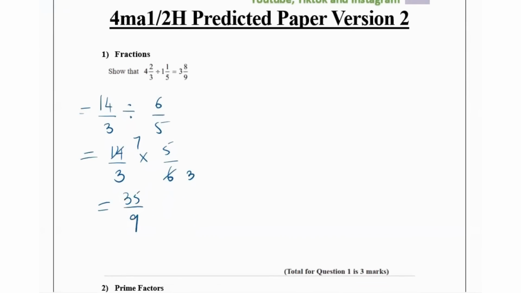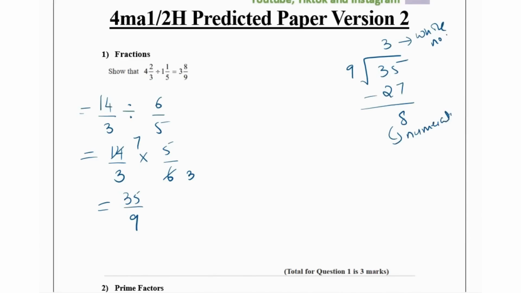That gives 35 over 9. And when you divide 35 by 9, 9 threes are 27, and 35 minus 27 is 8. So this is your whole number, this is your numerator, and this is the denominator. So it's 3 and 8/9, as shown in the question.